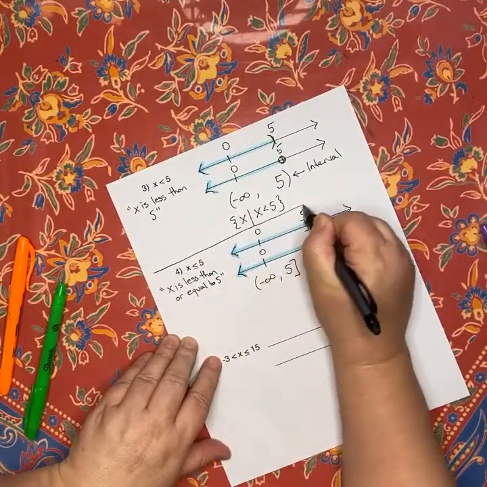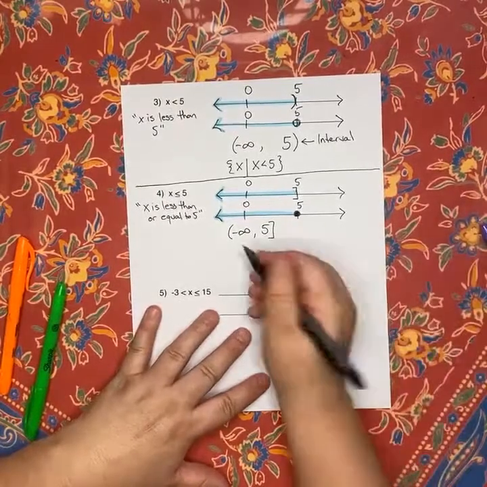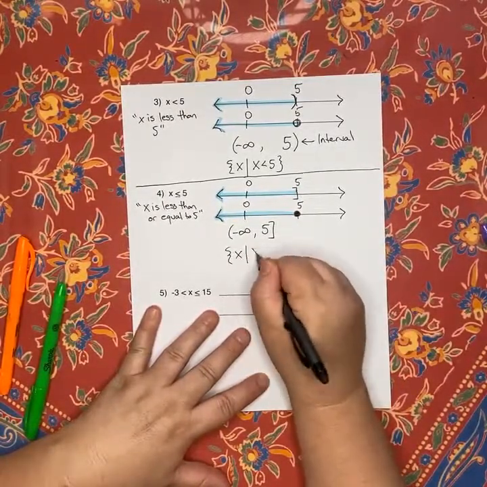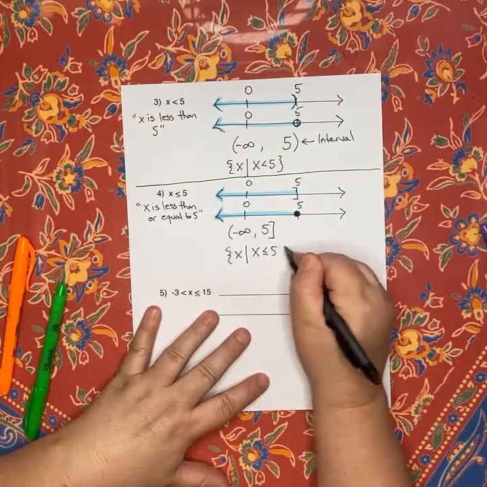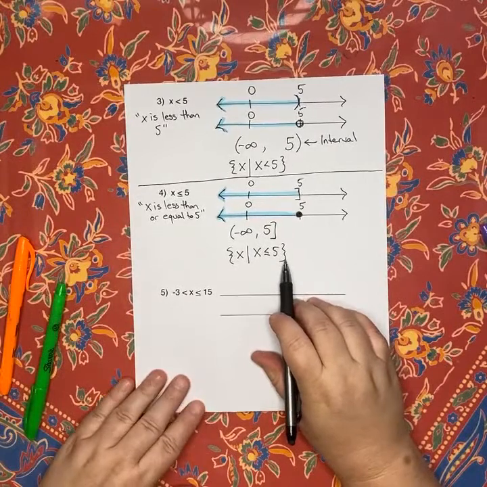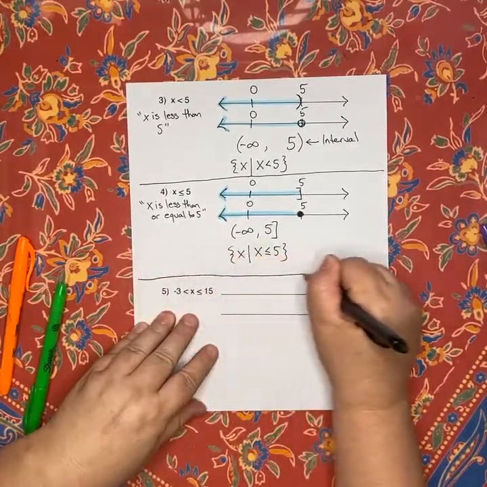Let's see if I can thread the needle here. There we go. Okay, and then our set builder notation, x such that x is less than or equal to 5. Oh, see, as I get tired, my braces start to look like squiggles. I'm sorry about that. I'll try to make them look prettier.